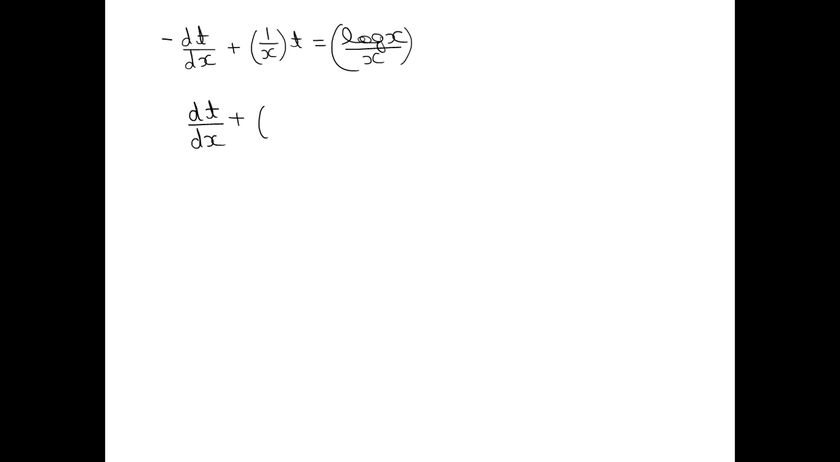So divide it by x over here. Okay, so now try to make it in the form of a linear differential equation. You will get dt upon dx plus minus of 1 upon x into t equals minus of log x upon x. This is the whole thing that we have.